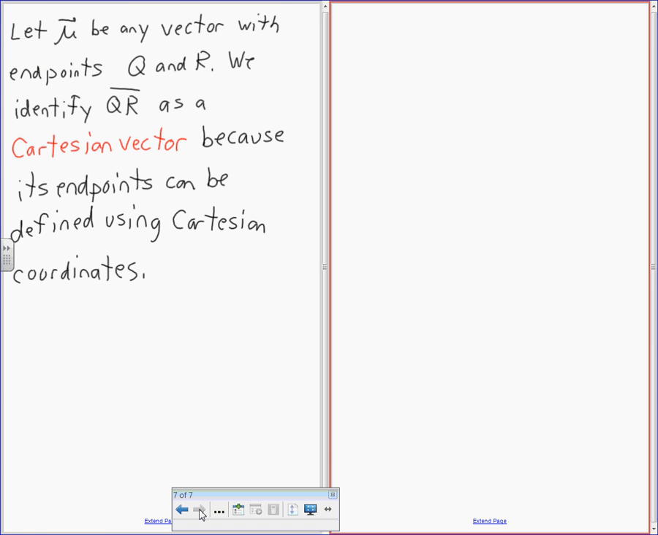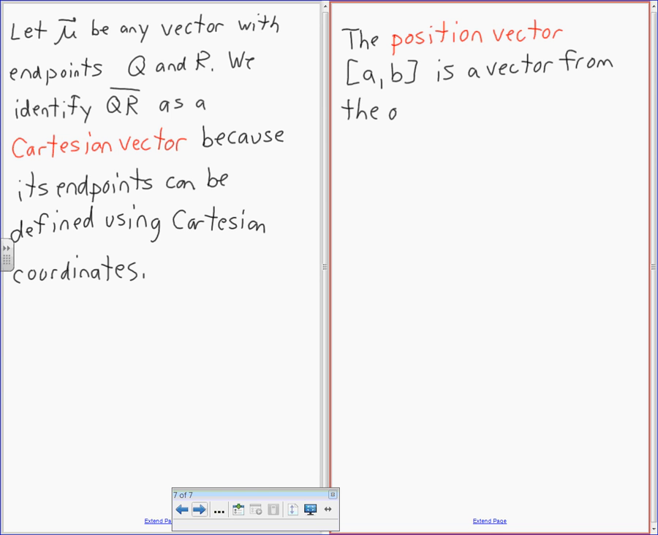Okay, we're going to say the position vector [a, b] is a vector from the origin to the point.